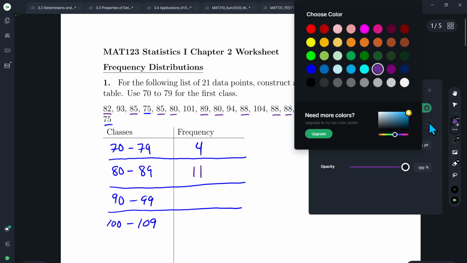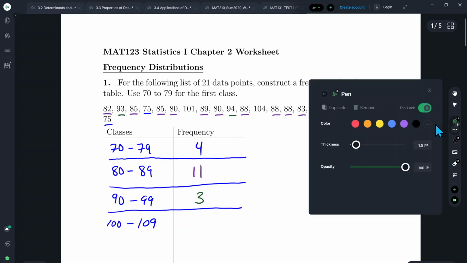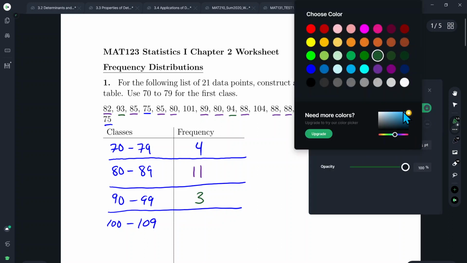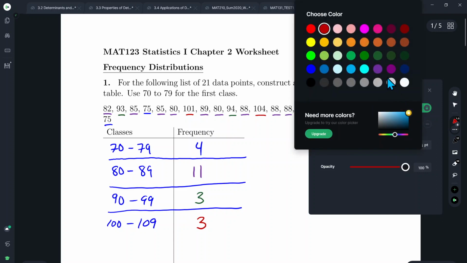Now the next class is 90 to 99. So let's count them up: 93, 94, 96. So there appears to be 3 of them. And finally 100 to 109: 1, 2, 3. So there appears to also be 3 of these. Okay, so those are the frequencies for each class.